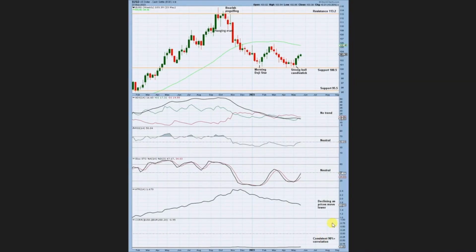This is the weekly chart for the dollar index. You can see our support around this 100 level. We had a morning star doji on the last bounce, and this bounce we had just has a strong bullish candlestick, which is almost a bullish engulfing candle. At the top, we had a large bearish engulfing and a hanging man here.